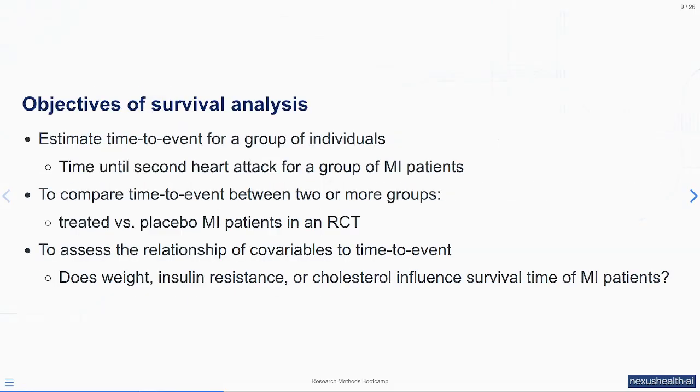In survival analysis, we aim to estimate time to event for a group of individuals. So for example, time until a second heart attack for a group of MI patients. We also use it to compare time to event between two or more groups. So we can compare different groups, a treatment group versus a placebo group in an RCT. We also can use it to assess the relationship of covariables to time to event. So for example, does weight, insulin resistance, or cholesterol influence survival time of myocardial infarction patients?